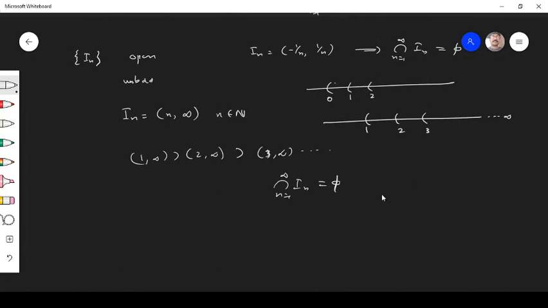In the next session, we will prove a consequence of the nested intervals property theorem. So that we will discuss in the next class.